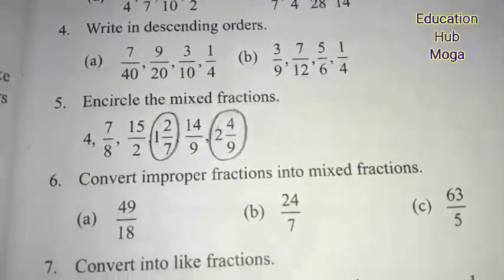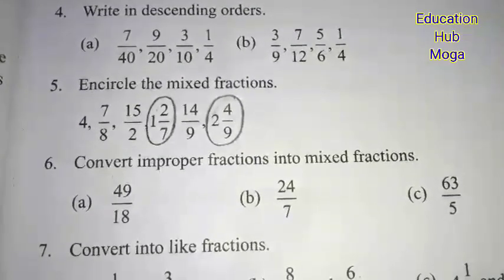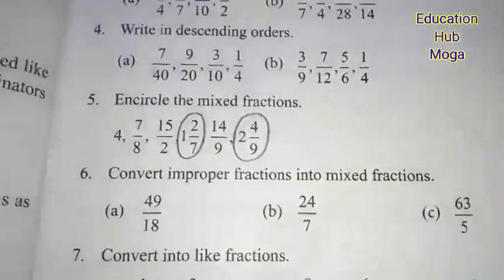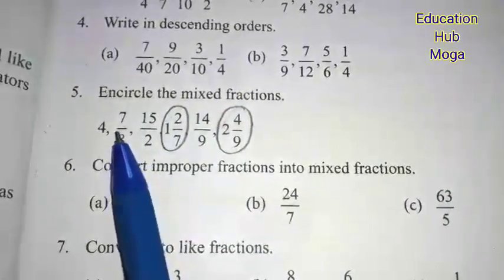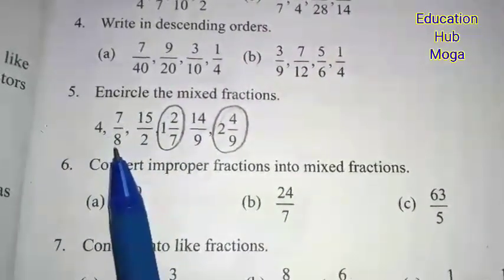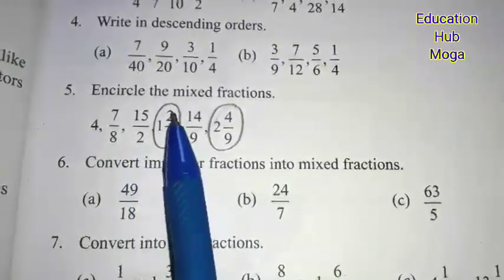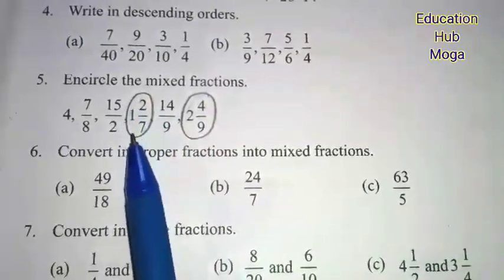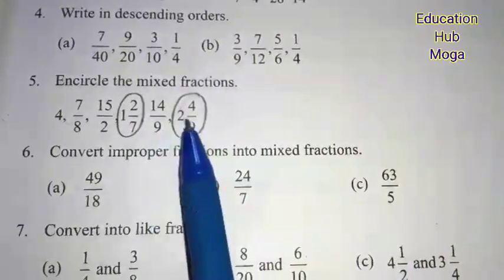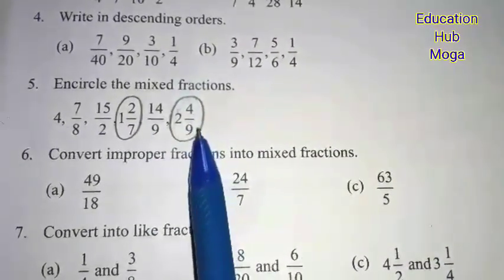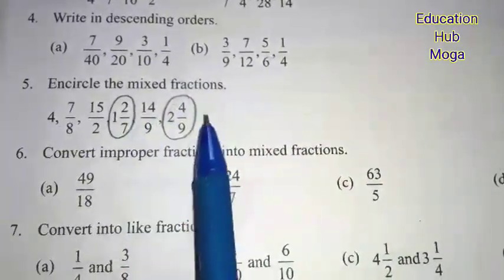Your fifth sum is: encircle the mixed fractions. All of you know very well which is a mixed fraction. 4 is simply an integer, 7 by 8 is a fraction, 15 by 2 is a fraction, but 1 into 2 by 7 is a mixed fraction, 14 by 9 is a fraction, and 2 into 4 by 9 is a mixed fraction. So the mixed fractions are 1 into 2 by 7 and 2 into 4 by 9. You also do it in your book. The third and fourth parts of the first sum, write in your copy. The fifth part, also do in your book.